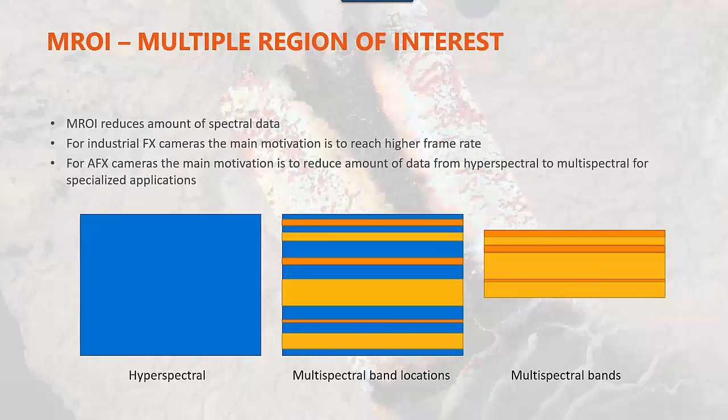Then the MROI, multiple region of interest. So the MROI reduces the amount of spectral data. For industrial FX cameras, the main motivation is to reach higher frame rates. But for AFX cameras and airborne systems, the main motivation is to reduce the amount of data from hyperspectral to multispectral for specialized applications. On the left, you can see the full hyperspectral data. With MROI, you can define the multispectral band configuration, specifying any number of bands, band locations, and bandwidths. And then only those active bands are acquired in your data cube.